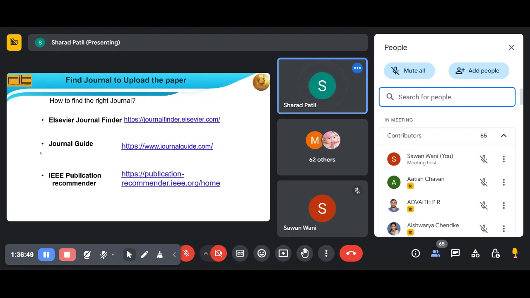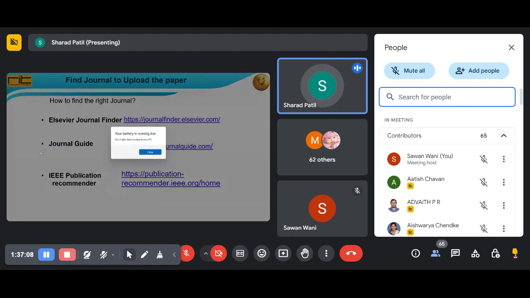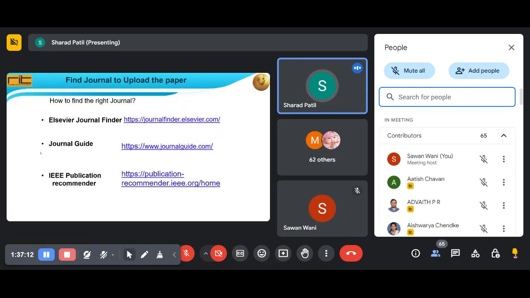Before that, you may have a question in your mind: where can I publish my work? How can I find a better journal where I can get a good publication and also get recognition for my publications? Here are some of the websites where you can find journals if you have the title and abstract of your research work. You can use Elsevier Journal Finder.